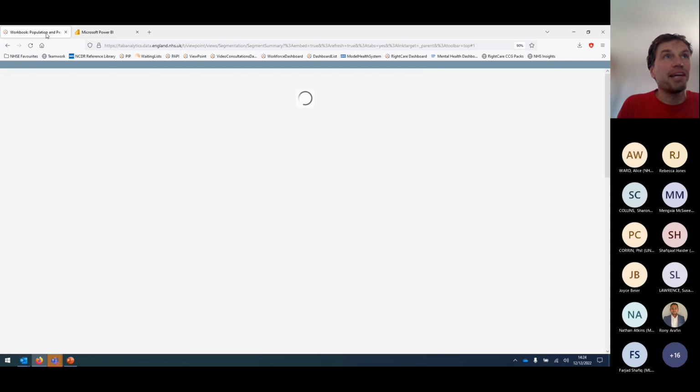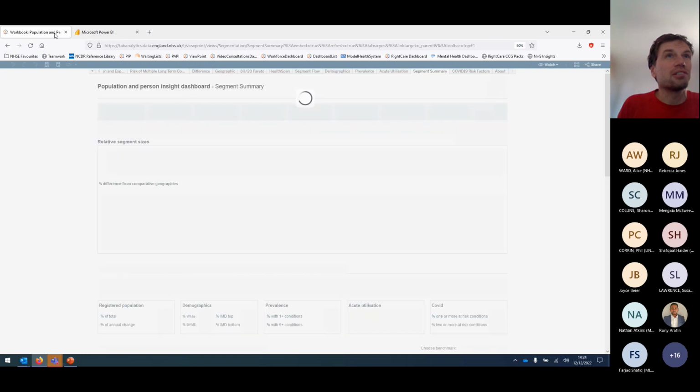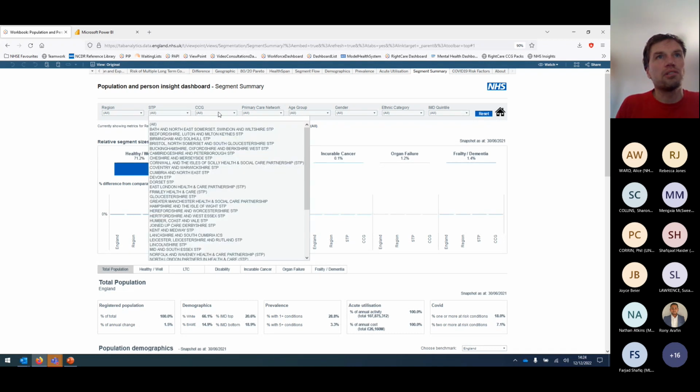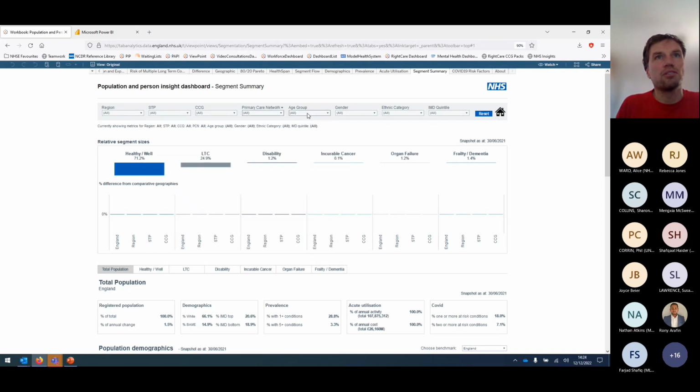Which stands for Population and Person Insight Dashboard. Just reloaded in time to give me that. So it allows you to break down by various regions, SDPs, CCGs, PCNs, age groups, gender, ethnicity, and index of multiple deprivation quintiles, and produces segmentation characteristics.